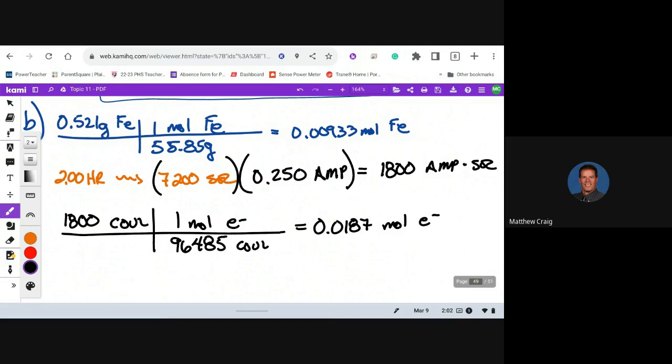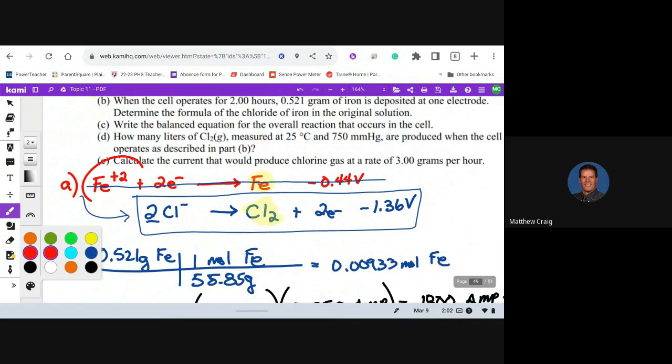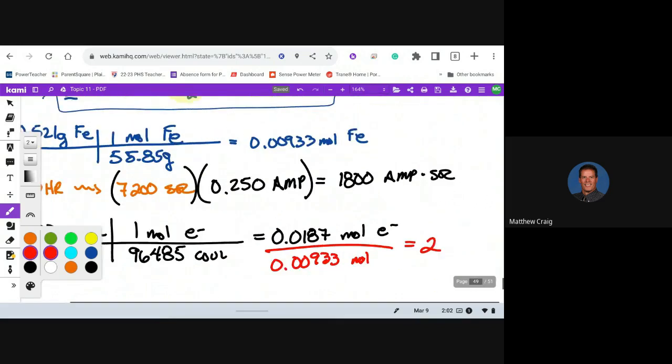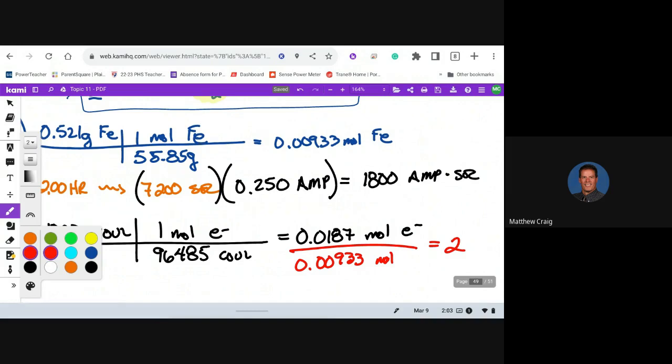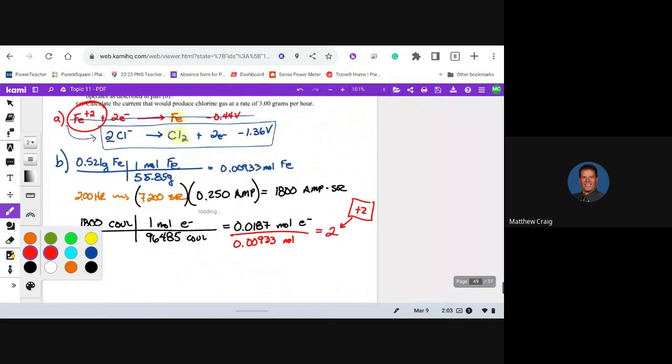Take that mole of electrons and divide it by how many moles of iron you have equals, do that mental math, 2. So what's the charge on the iron? Plus 2. Which ironically we had already up here, but that wasn't enough. So that's just a confirmation. We didn't know that. So plus 2. Correct, to confirm it.